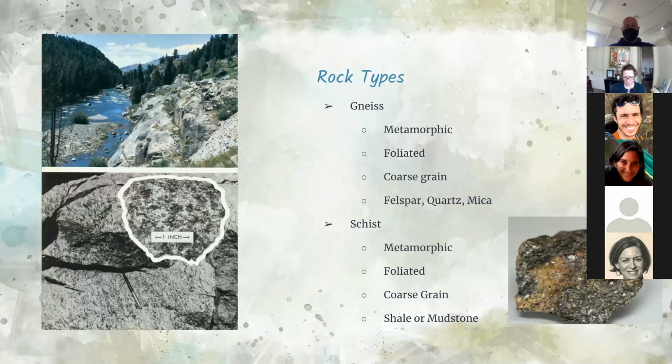The picture on the left is of gneiss, and the picture was taken from the Lamar River, which is sort of towards the top of the park, closer to Montana. And the picture on the right is of schist, just a general picture of schist.